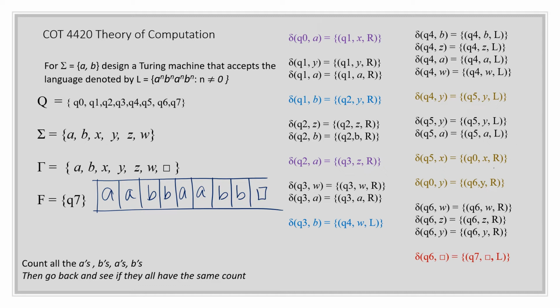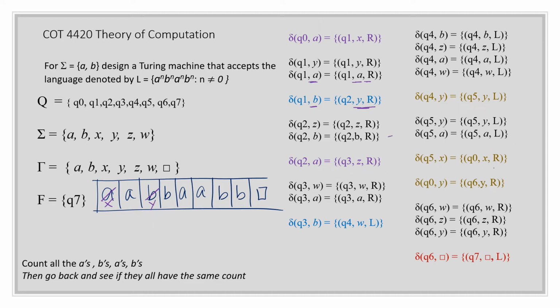All right, so let's just get started and trace this. We start here. We have an A. We change it to an X. We move right. We have an A. So we've moved right. We have an A. We leave the A alone. We move right. Now we have a B. We're in Q1. We have a B. We change it to a Y, and we move right.